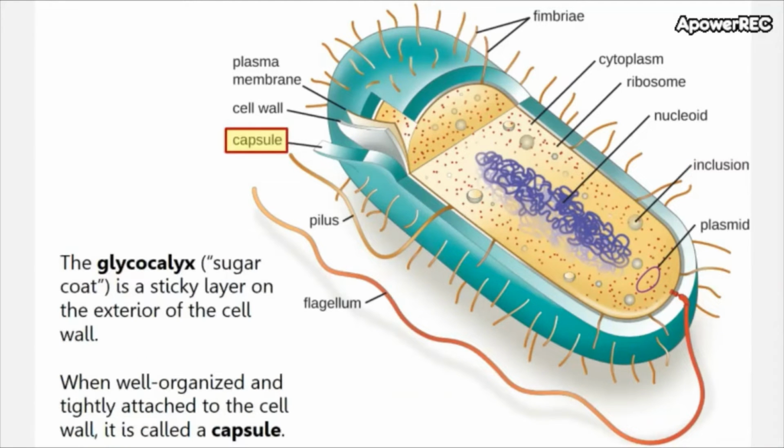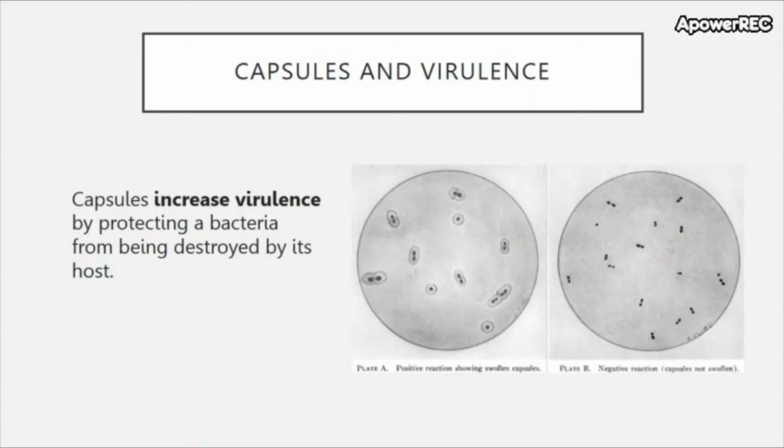The glycocalyx, which literally means sugar coat, is a sticky substance that is secreted by bacterium and coats the outer cell. When it is well organized and tightly attached to the cell wall, it is called a capsule. The glycocalyx or capsule provides protection to the cell from other cells from being attacked. In this way, it helps protect the cell from the host immune system and contributes to the cell's ability to be virulent or cause disease.